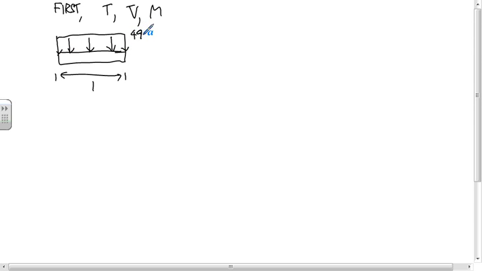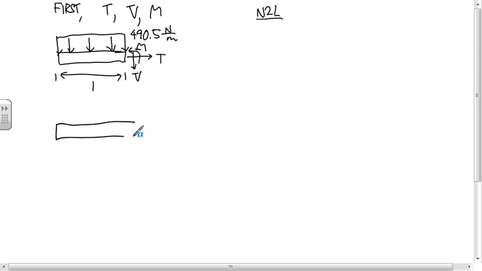So this is 490.5 newtons per meter. And then there's going to be tension, shear force, and bending moment. Newton's second law. If you represent that distributed load as a point force, that's going to be 490.5x. And then you have these.